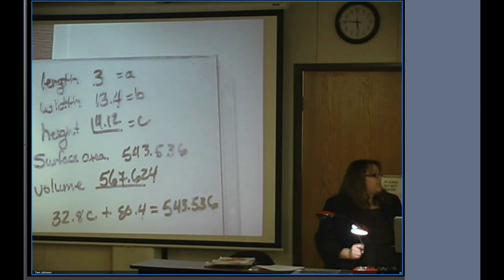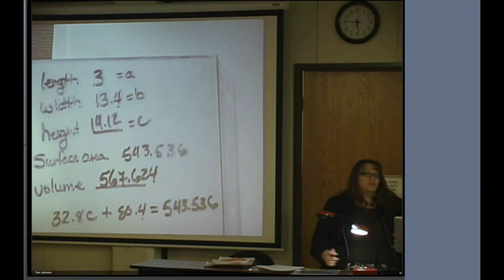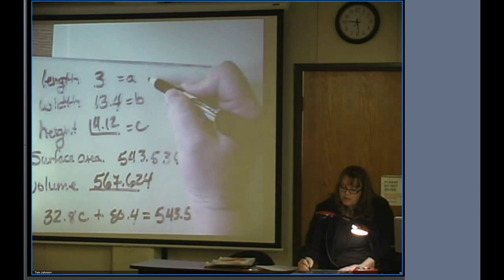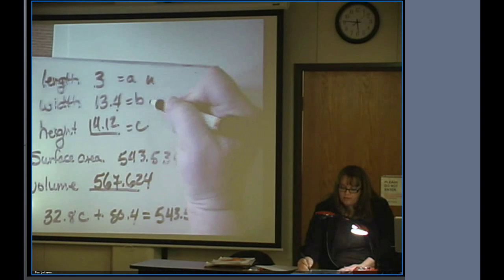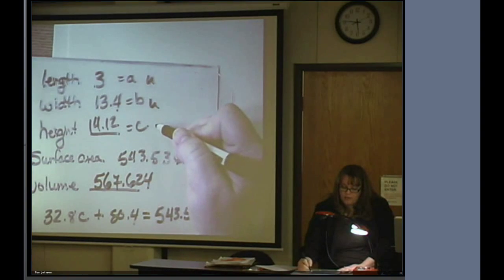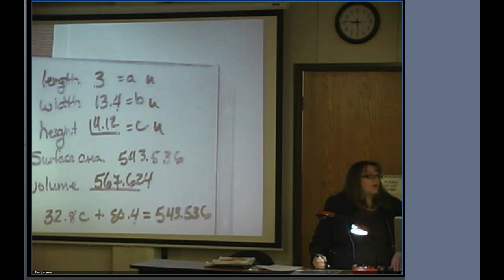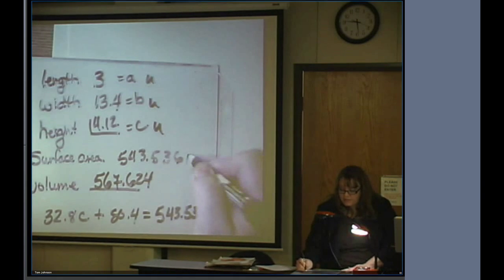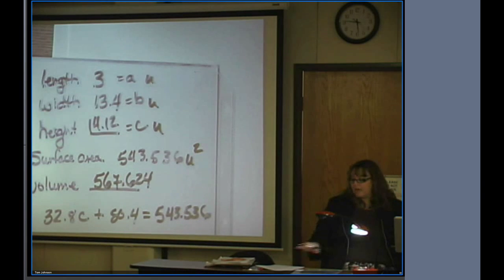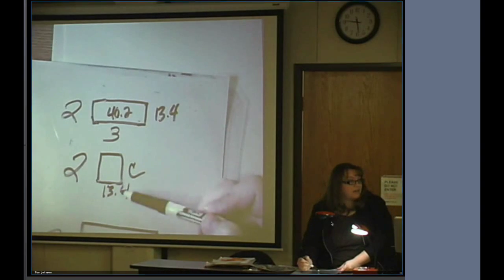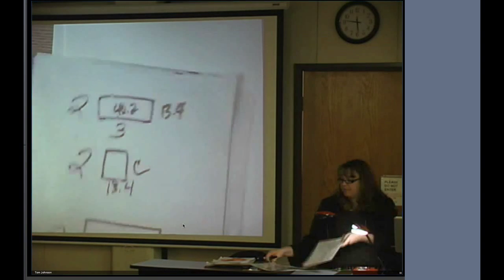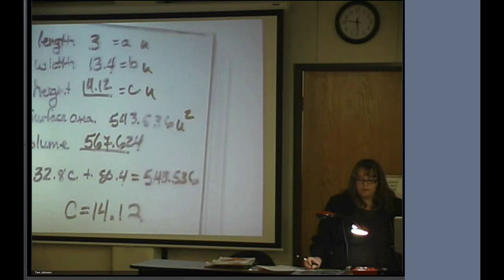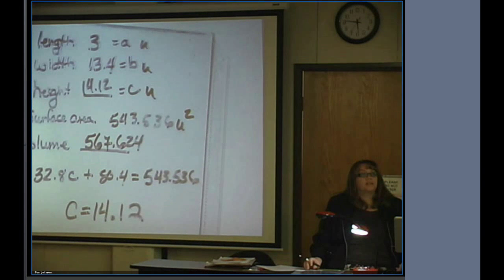Now what's really hard on this particular one is they're not giving you your units. So if we were to think about this, this would be 3 units, whatever it be, 13.4 units, and 14.12 units. Then surface area is going to be units squared, because it's area. It's a two-dimensional measurement. Remember, we figured out how much area it took up by looking at how many rectangles I had and what the area of each rectangle was. Then my volume is going to be 567 units cubed.